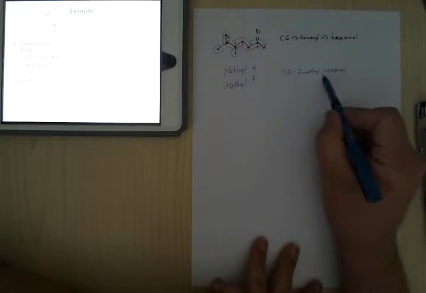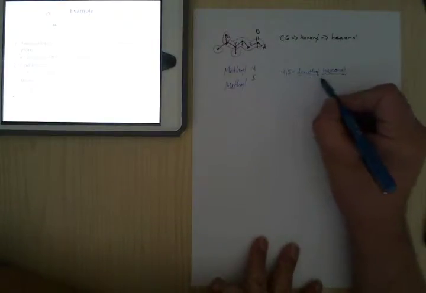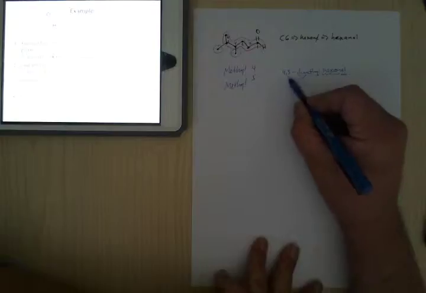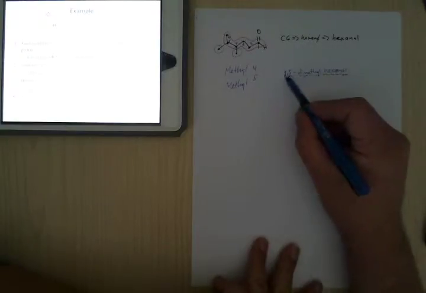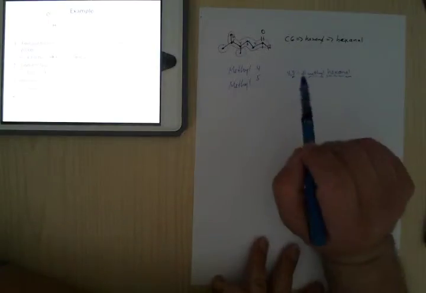We have a main chain that's 6 long. Oh, hey, we also have an aldehyde in it. That's going to be carbon 1. We have 2 methyl groups. Where are they? One's hanging off of carbon 4, and one's hanging off of carbon 5. There you go. Not too bad.